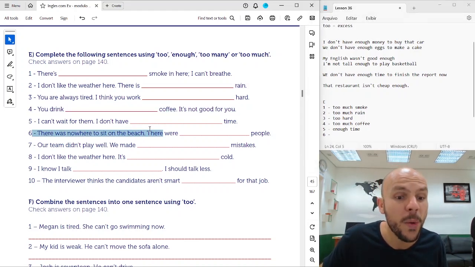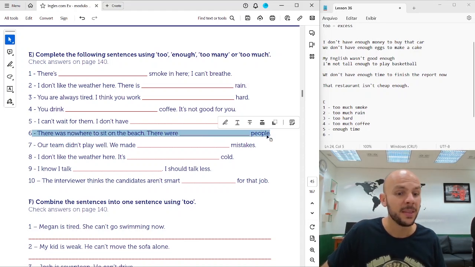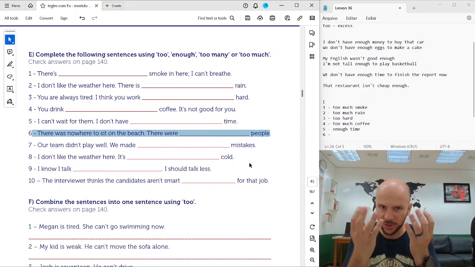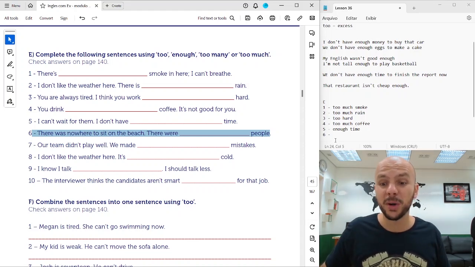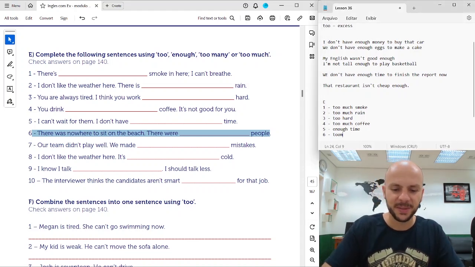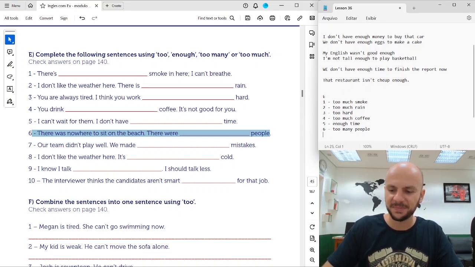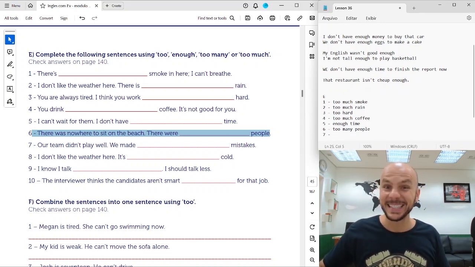6. There was nowhere to sit on the beach. The beach was crowded. The beach was packed. There were too many people. Too many people. Okay?